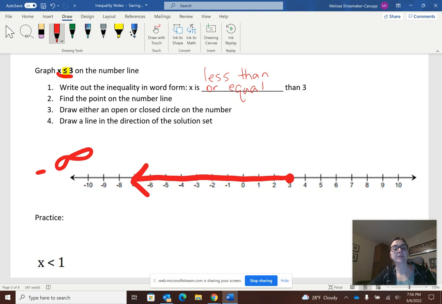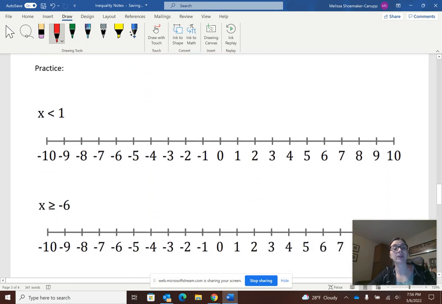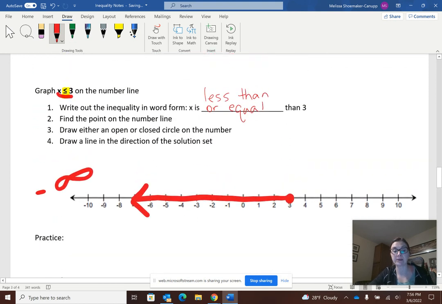Okay, now everything below this is for you to practice. So that's what you need to go do right now. Use these notes. If you need to stop and listen to the video again or parts of it, pause it, do whatever you need to do to be successful. But I want you to work the rest of these practice problems. Good luck.